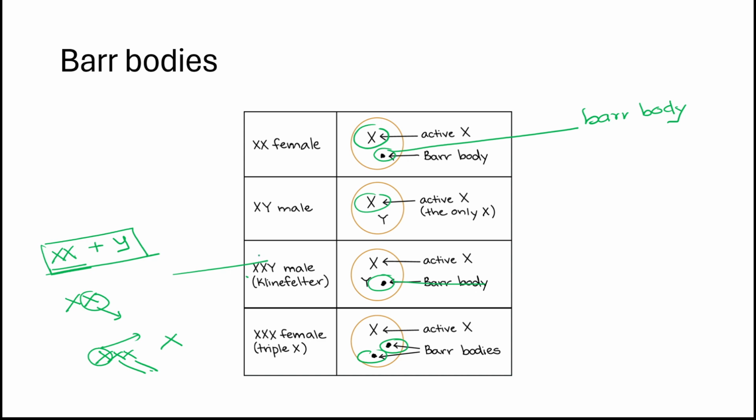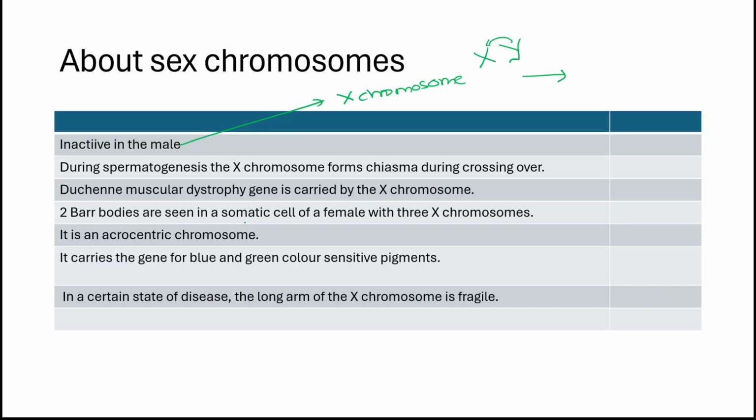In a female who has triple X's in their sex chromosomes, you will see the presence of two Barr bodies, right? So the statement that the X chromosome is inactive in a male is actually a false statement. One of the X chromosomes can be inactive in a female, a normal female, or a superwoman with 3 X's.